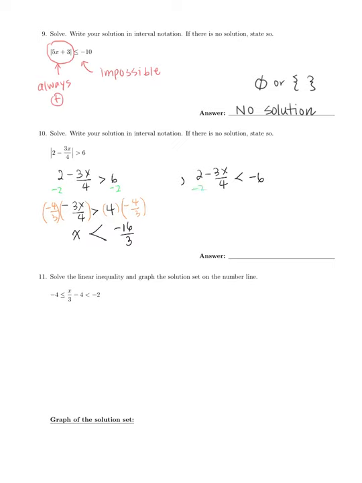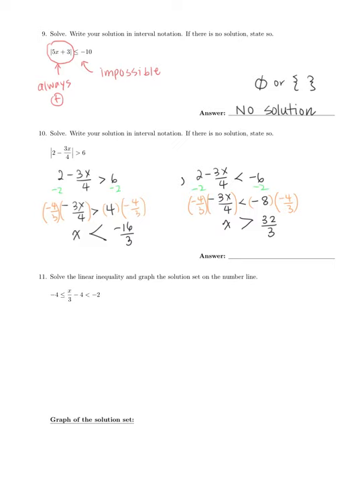All right, the next one, let's do the same thing. I'm going to subtract 2. Then you're going to have negative 3x over 4 is less than negative 8. Again, we're going to multiply by a negative number. When you multiply by a negative number, you'd better swap your inequality sign. Then here you're going to have x is greater than, what is that, 32 over 3.